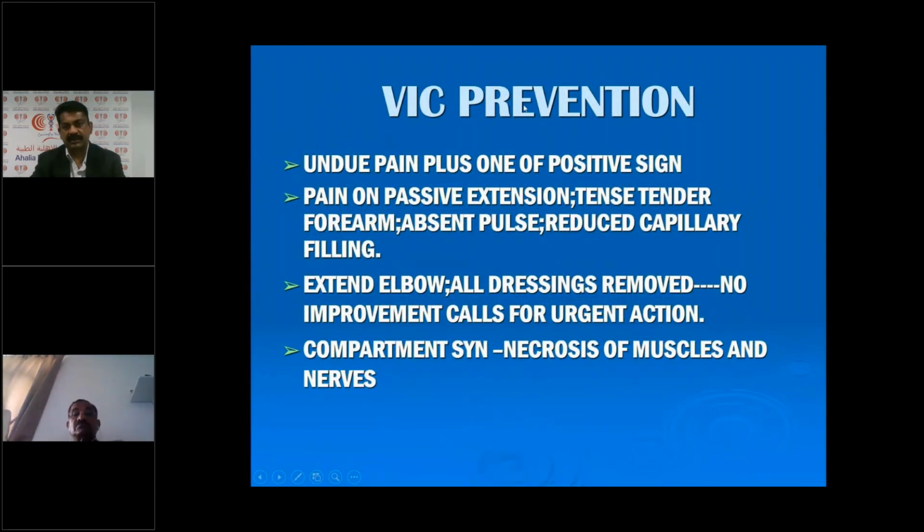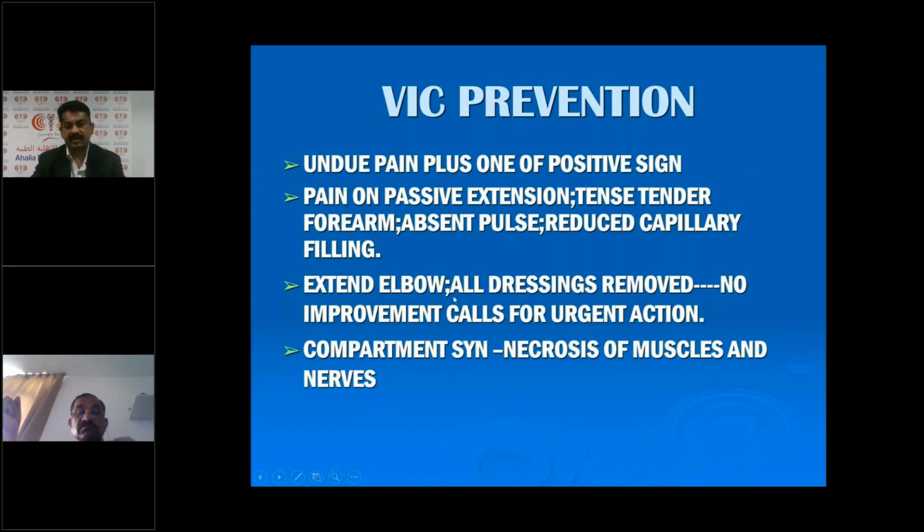So now the dreaded complication of Volkmann ischemic contracture. One has to be very watchful. Look for any undue pain or pain out of proportion to the injury, and persistent pain is one of the most important signs of Volkmann's, the impending compartment syndrome. So any undue pain plus one of the positive signs, like pain on passive extension of the wrist, a tense or tender forearm, absent pulse, or reduced capillary filling, is a warning sign.